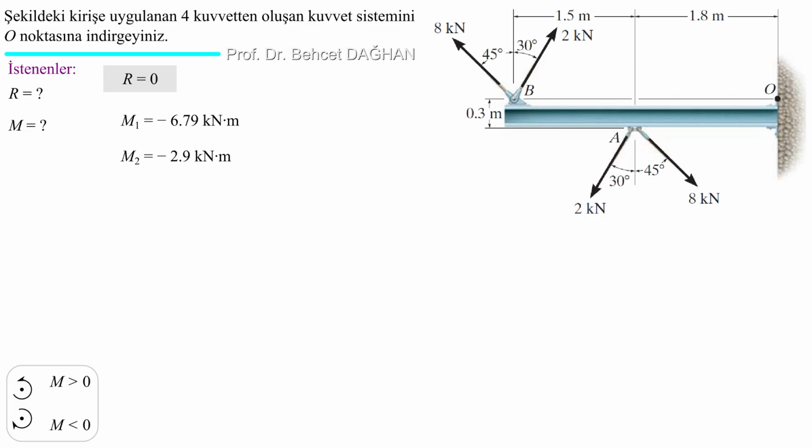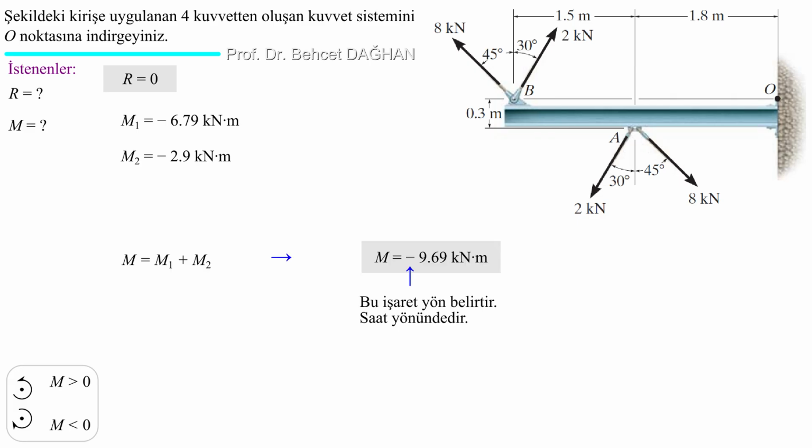The moment of the entire force system is found by adding these moments. In plane force systems, since the moment vectors are perpendicular to the plane, they are all parallel to each other. The magnitudes of the parallel vectors can be added by considering their directions with a minus plus sign, and the magnitude of the total moment can be found. This is how we do it here. We do the scalar operation. We find the total moment by adding their magnitudes. It was minus 9.69 kilonewton meters. This sign indicates the direction of the moment. That means it's clockwise.